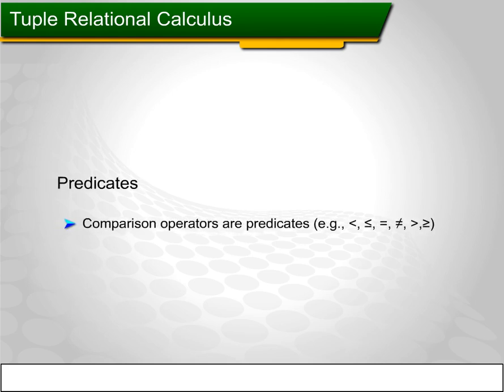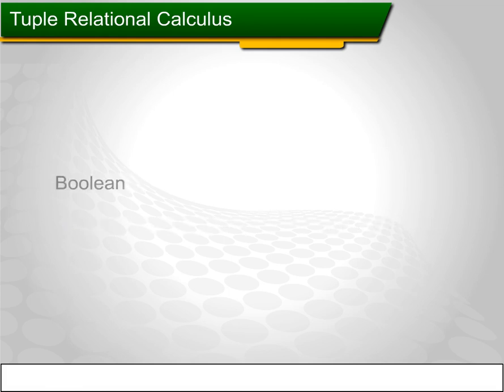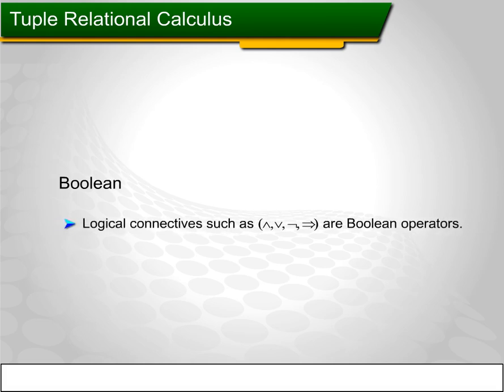Predicates. Comparison operators or predicates. Examples: less than or equal to, equals, not equals, greater than or equal to. Boolean. Logical connectives such as and, or, negation, implies, or Boolean operators.